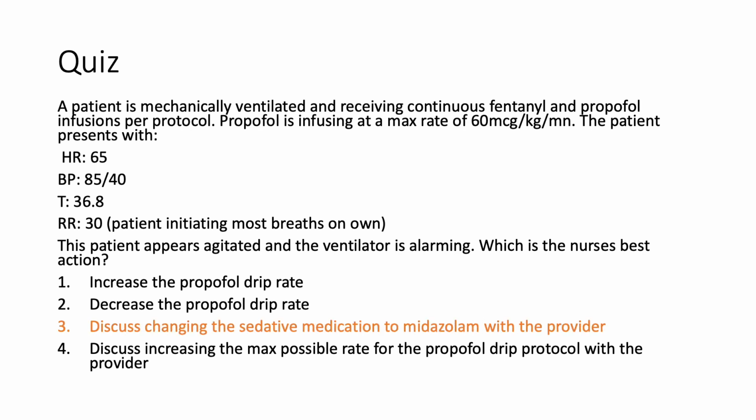The correct answer is 3. This patient is demonstrating one of the most common side effects of propofol, hypotension. Additionally, this patient is showing signs of agitation and needing to be further sedated. However, the propofol drip rate is already at its max dose. Not only can this patient not receive more propofol due to having reached that max dose, but increasing the dose any further could further lower the patient's blood pressure. The team needs to consider a different sedative medication that does not cause those side effects.